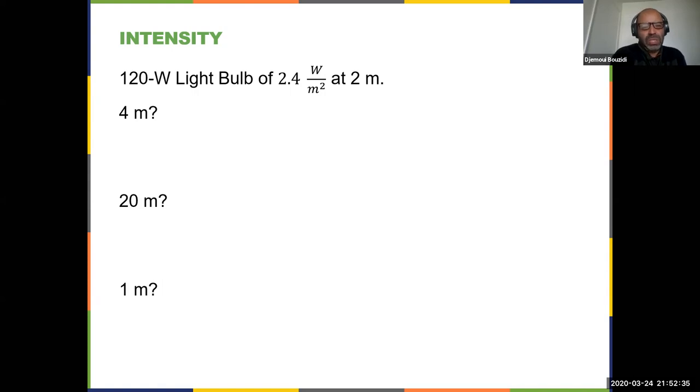My question is, how much is it going to be when we move away to 4 meters, when we move even 6 more feet to the already existing 6? What do you guys think? Is it going to be more or less? It's going to be less. Does everybody agree that it's going to be less? Very good. How much less? Is it going to be less by a factor of half, or divided by 4, or divided by what?